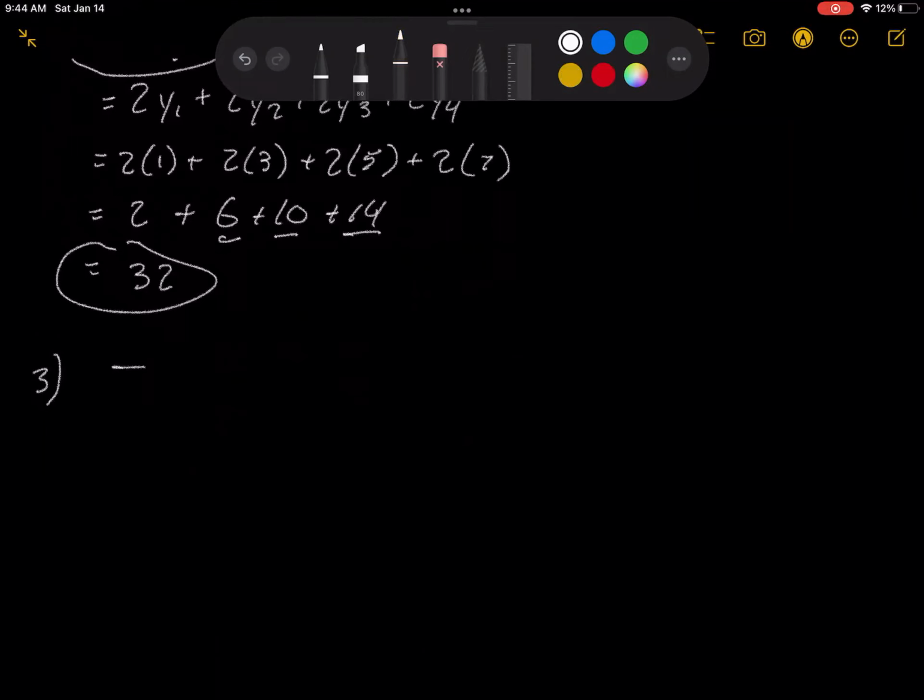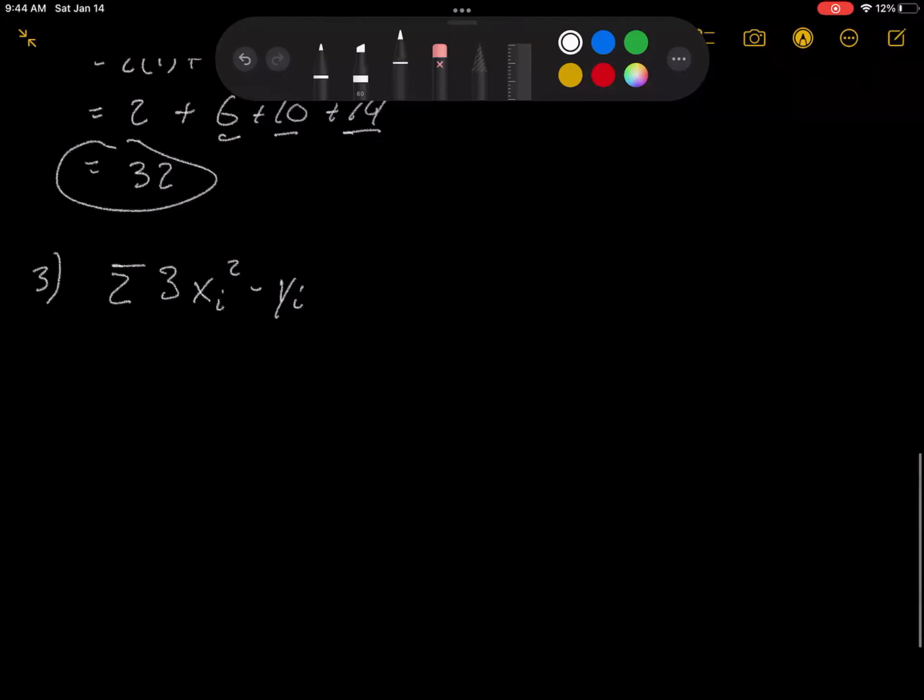So I want to sum 3 times the square of each x minus the y value. Right, so again, notice the order of operations. Before I add anything, I need to figure out what I'm adding. I need to figure out each one of these guys for each one of my data. So the first term in the sum is 3 times the first x value, which is 2 squared, minus the first y value, 1.